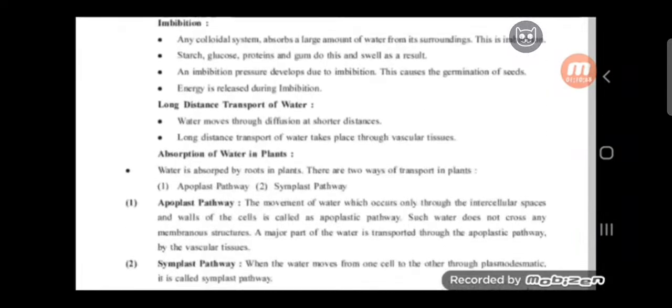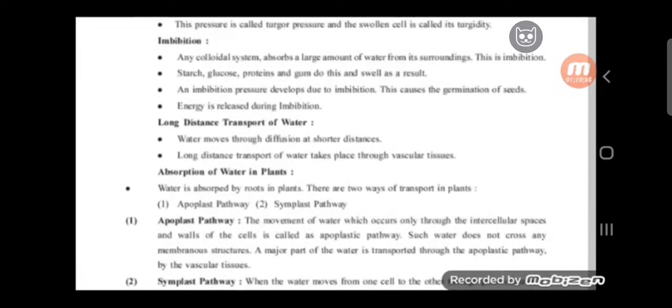Any colloidal system that absorbs a large amount of water from its surrounding, we call it imbibition. Starch, proteins, and gum do this and swell as a result. Imbibition pressure develops due to imbibition, and this causes the germination of seeds.